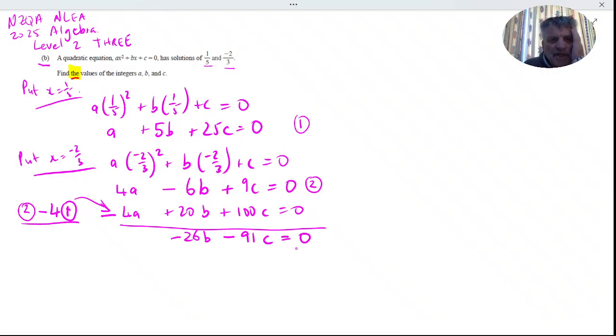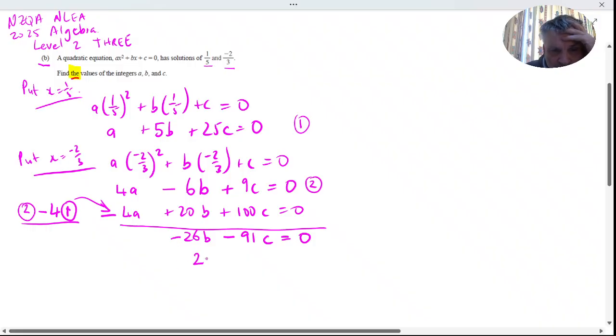If you know your 13 times tables well, you can divide both of these by 13. Let's divide by negative 13 to get rid of the negative sign. So 2 13s are 26 and 7 13s are 91. So, and we'll call that equation 3.